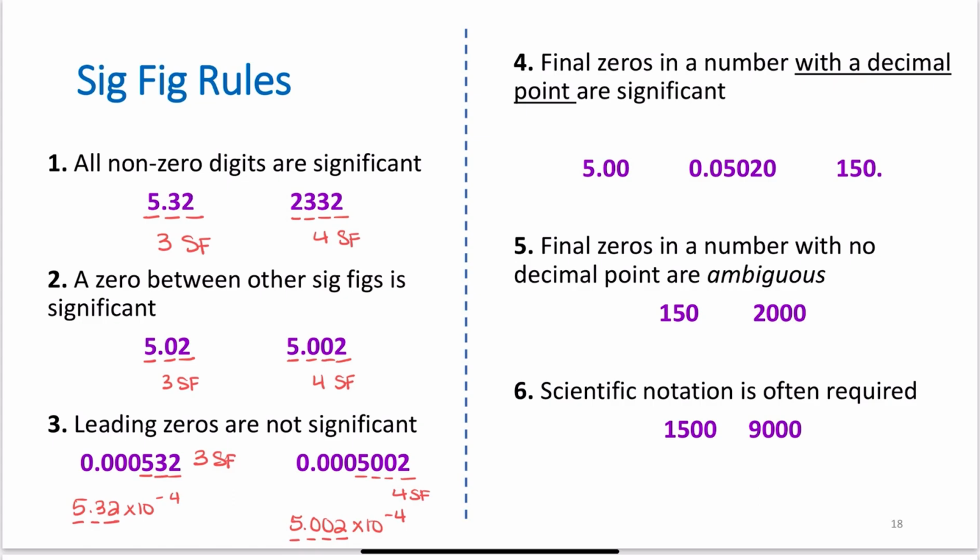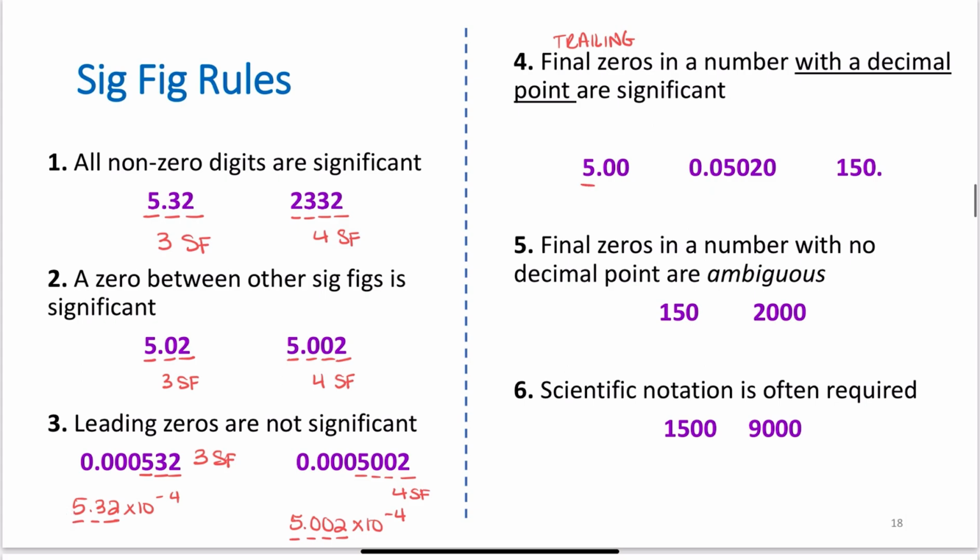Students have a very difficult time with what we call trailing zeros. A trailing zero is a zero at the end of a number. And it truly depends on if there's a decimal point and where the decimal point is, if that zero is significant or not. Final zeros, some people call these trailing zeros because they trail the number, with a decimal point are significant. So saying 5.00, this has 3 sig figs.